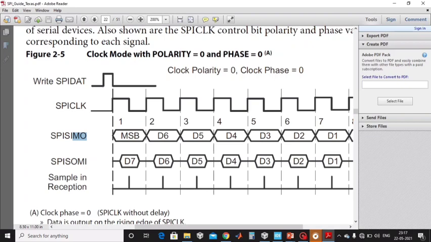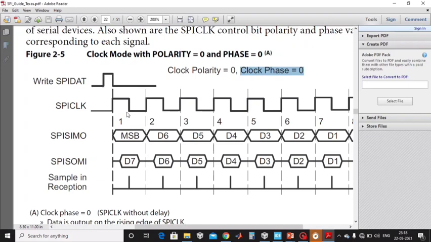So you can see that clock polarity is 0, which means the default state of the clock is 0, that is, low. Clock phase is 0, that means there is no phase difference between the clock and the master output data. It can be clearly shown in this timing diagram that there is no phase difference.